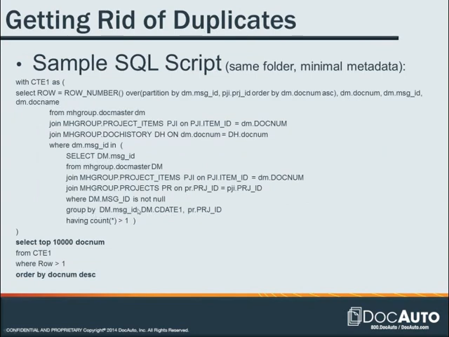So here we're taking these results, getting the message ID and grouping by the message ID and the sent date, looking at the content in a particular folder or project. So again, anything that has a count of more than one.